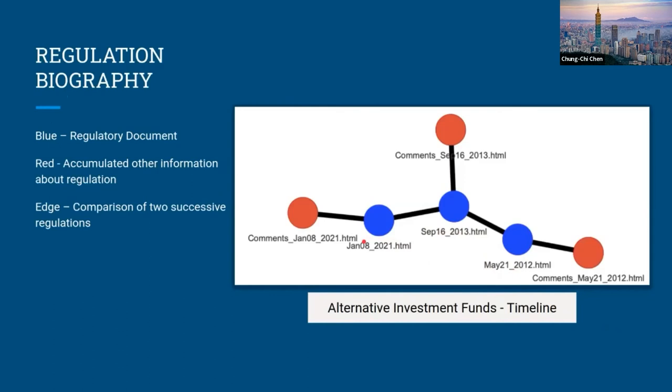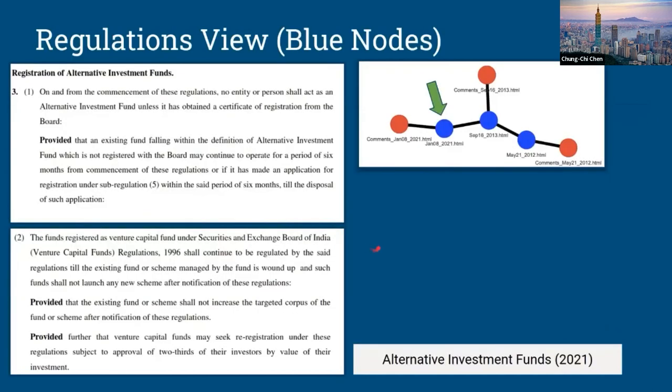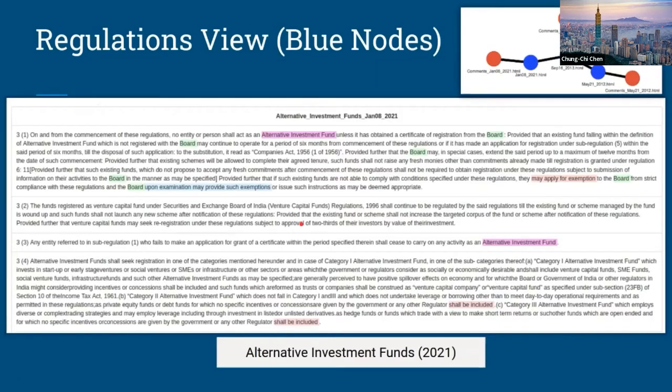And this timeline offers various aspects of regulations, for example, the content of the regulation, the changes that are happening between successive regulations, and related SEBI documents. On clicking on a blue node, you can see the tabularized list of these regulations, and any entities that are detected by our semantic extraction module are highlighted.